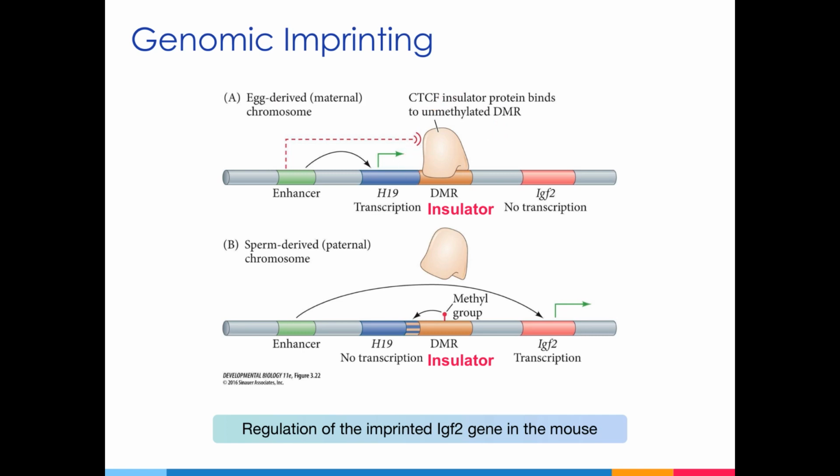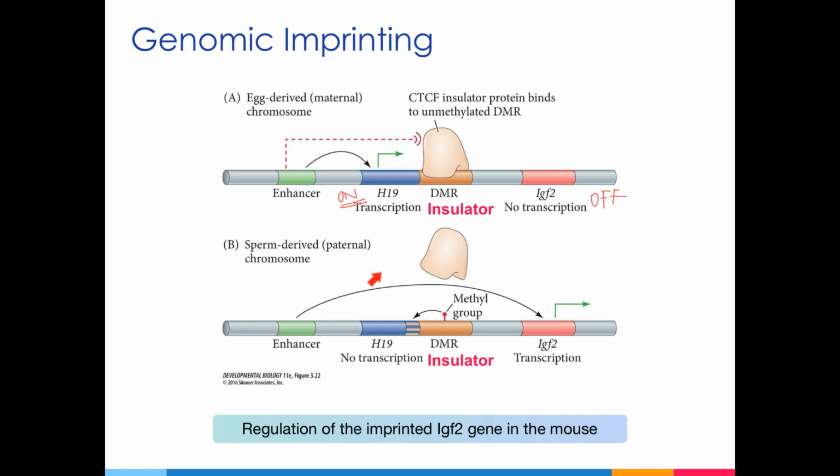On the other hand, H19, which this enhancer also activates, is expressed, since the insulator factor has no effect on the interaction of the enhancer and the H19 promoter. So in the maternal copy, IGF2 is off by default, whereas H19 is on by default.